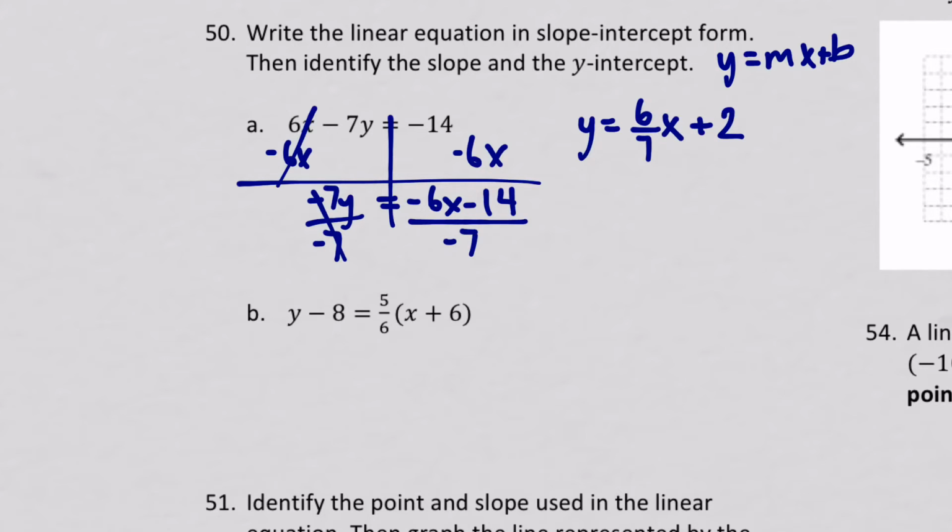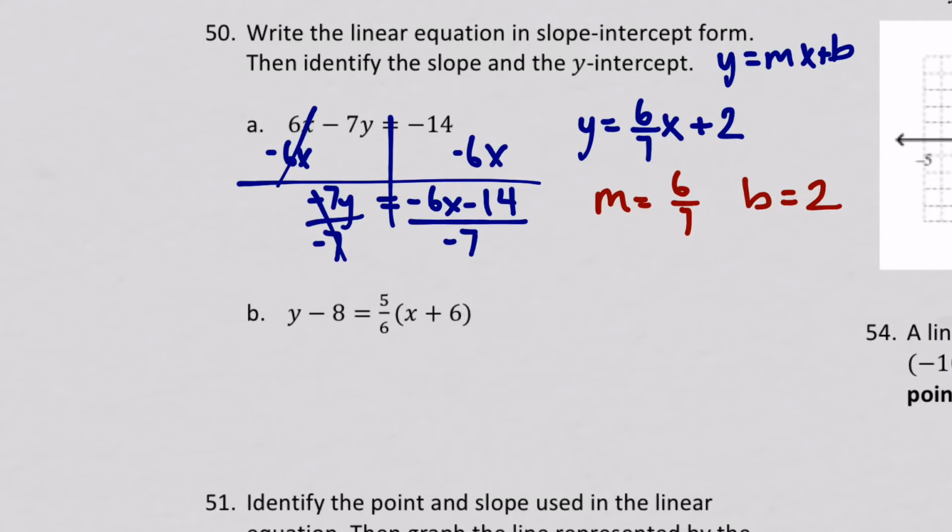And now what you need to do is identify the slope and the y-intercept. By looking at this, the slope would be m, which is next to x, so it'll be 6 over 7. And the y-intercept would be b, which is this number at the end, so it'll be 2. So the answer to the question is the slope is 6 over 7 and the y-intercept is 2.